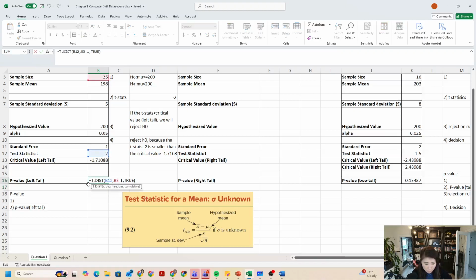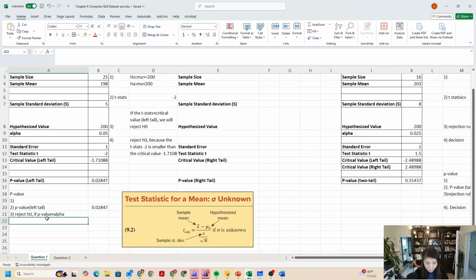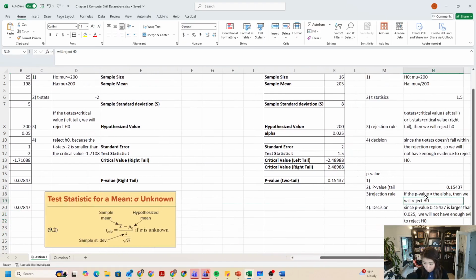So you can see the difference. For the p-value, we use T.DIST. When we calculate the critical value, we use T.INV because it's inverse. Here we directly use the t distribution, and that gives us the value 0.02847. That is my p-value. And then the rejection rule is always the same: we reject H0 if the p-value is smaller than alpha.